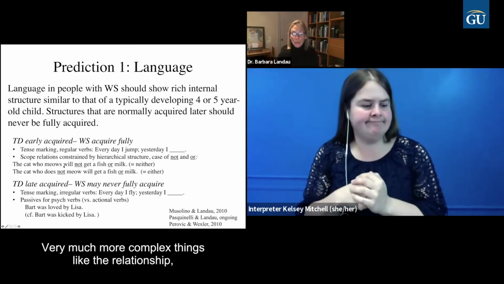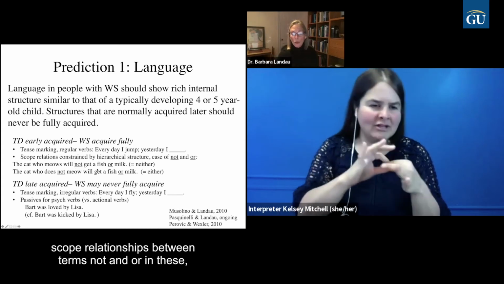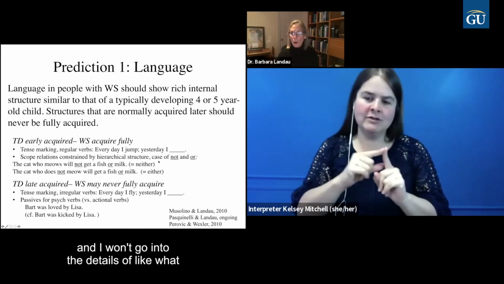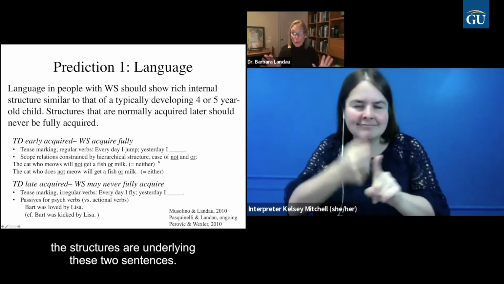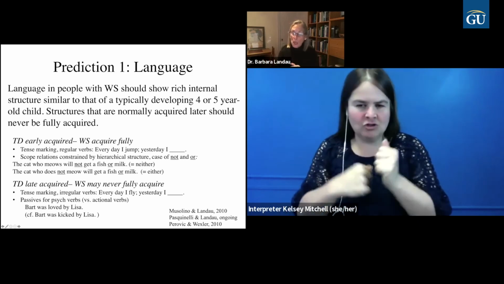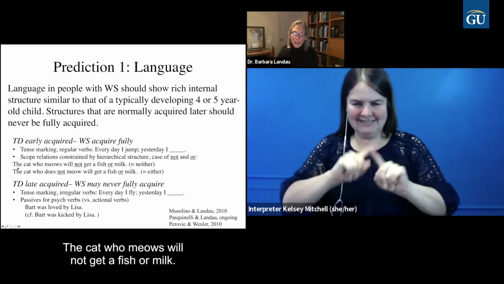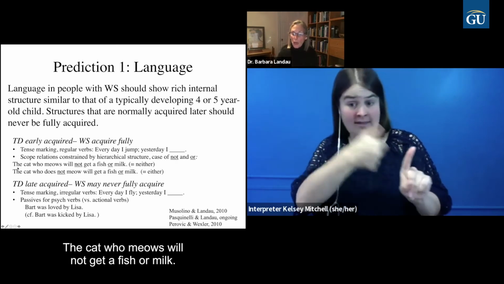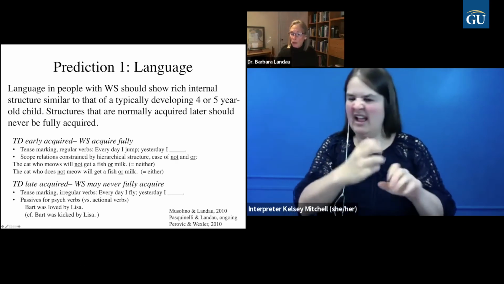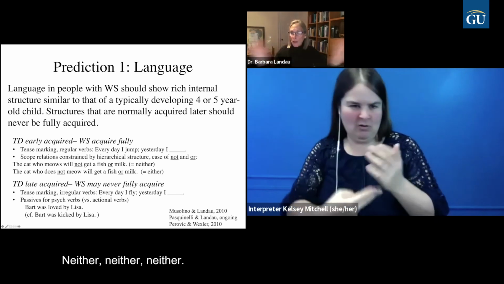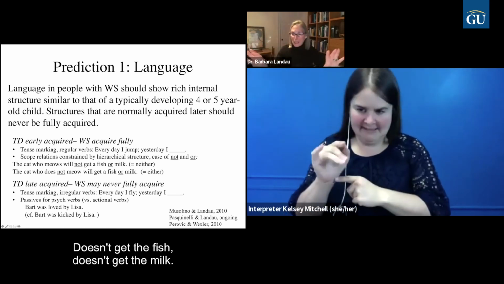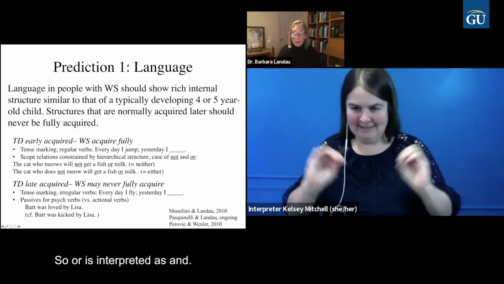Very much more complex things like the scope relationships between terms not and or in these. And I won't go into the details of what the structures are underlying these two sentences, but just listen and you can get different interpretations. The cat who meows will not get a fish or milk. That means he won't get either. Neither, neither, neither. Doesn't get the fish, doesn't get the milk. So or is interpreted as and.